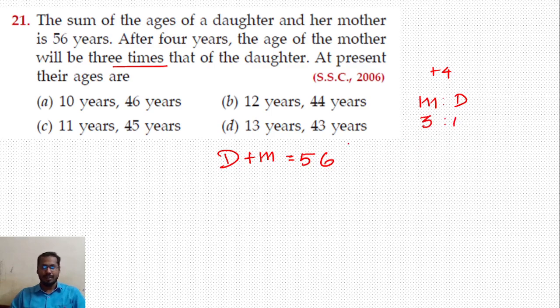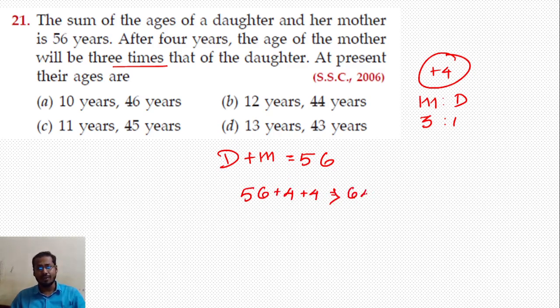Okay, so now the age sum is 56. After 4 years, I need to add 4 years for mother and 4 years for daughter. So what is the total? 56 plus 8, 64, right? So 64 years is the total. Now I am going to split this into 3:1, correct? So total part is 4 parts. 64 is nothing but 4 parts. 4 parts is 64. 1 part is what?